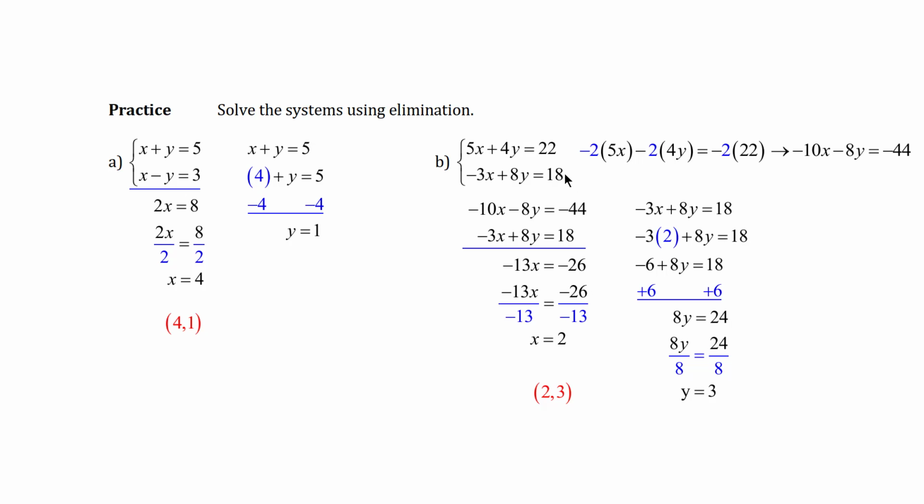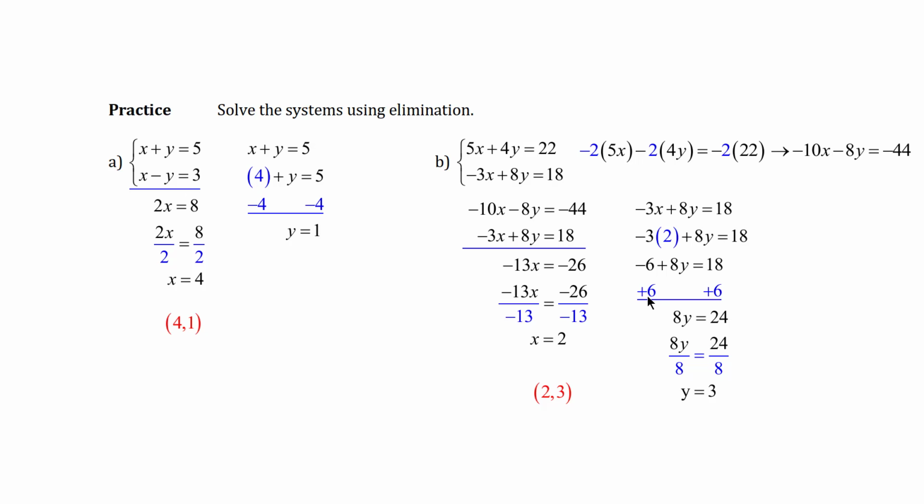I chose to substitute my value of x into the second equation, negative 3x plus 8y equals 18. Doing the substitution, we get negative 3 times 2 plus 8y equals 18. Simplifying this equation, we get negative 6 plus 8y equals 18. From here, we solve for y by getting rid of the minus 6. We just add 6 to both sides of the equation.